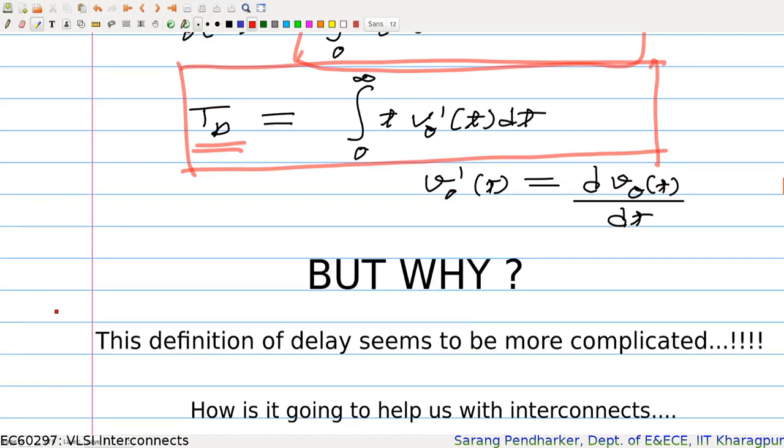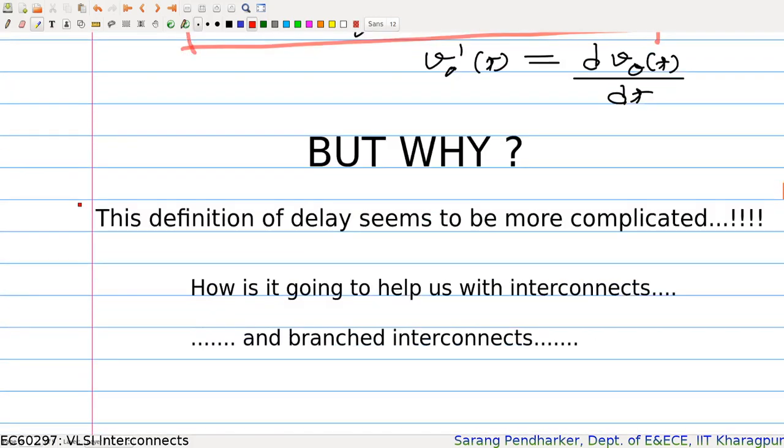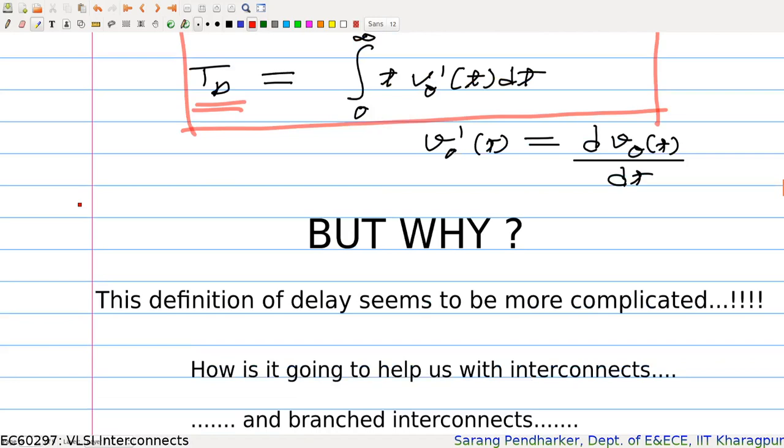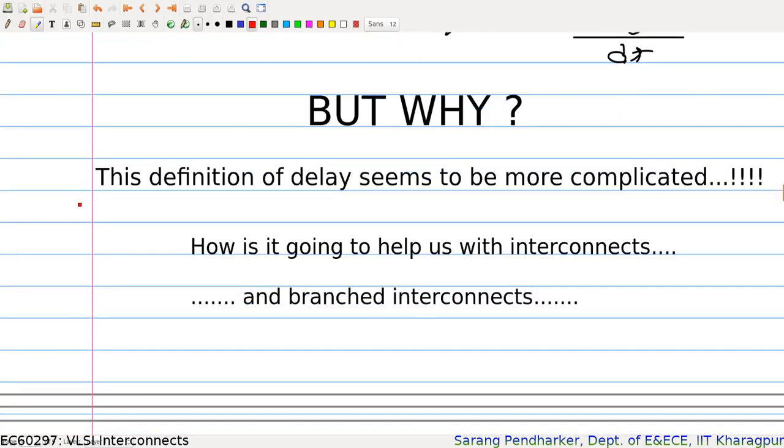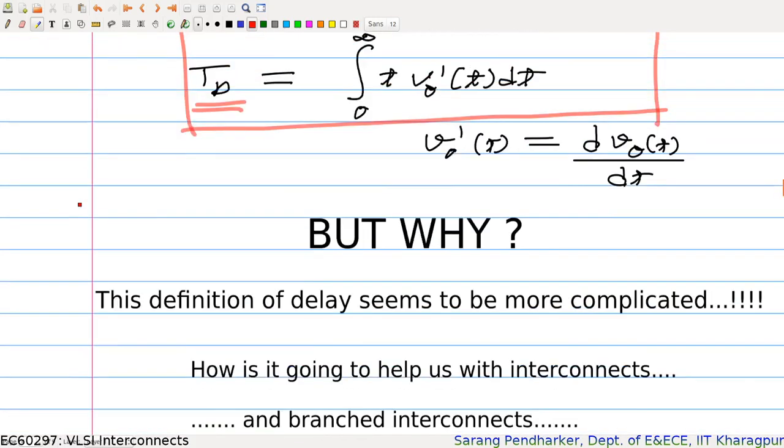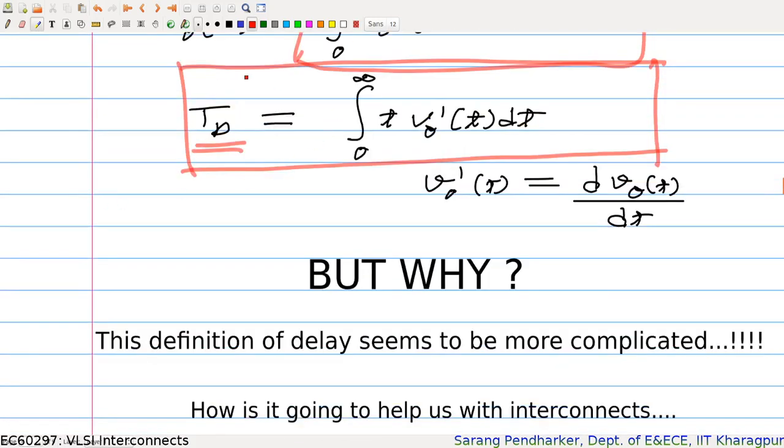I have a V out of t which is an infinite series, and then I have to differentiate it and then integrate it, multiply it by time, integrate it, and then get my delay, right? So how is it going to help with interconnects, and more specifically with branched interconnects, right? The solution to that is that we have till now defined this delay in the time domain only.